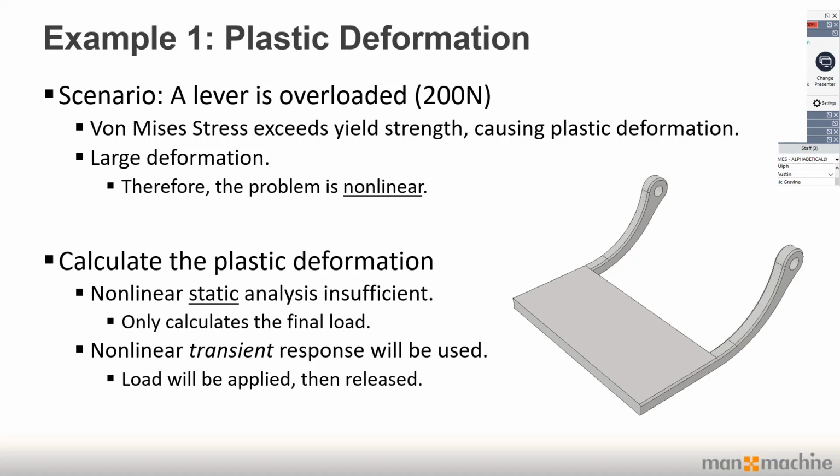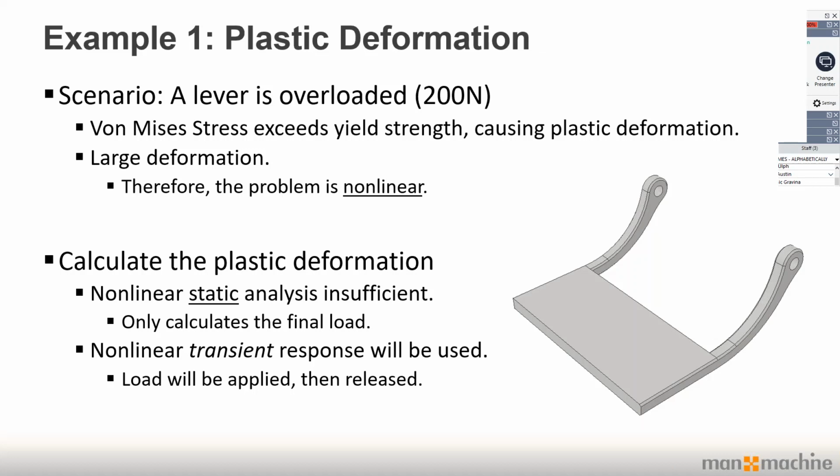What we're going to see from the linear static analysis is that the von Mises stress is going to exceed the yield strength, and this will cause plastic deformation. We're also going to see that the deformation is going to be quite large, and with a large deformation, that's going to necessitate a remeshing of the part. So therefore, the problem is very non-linear in nature.